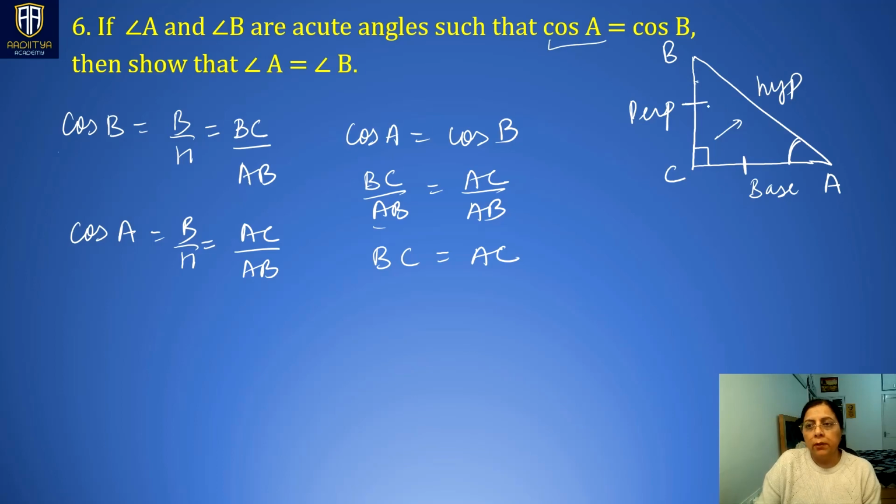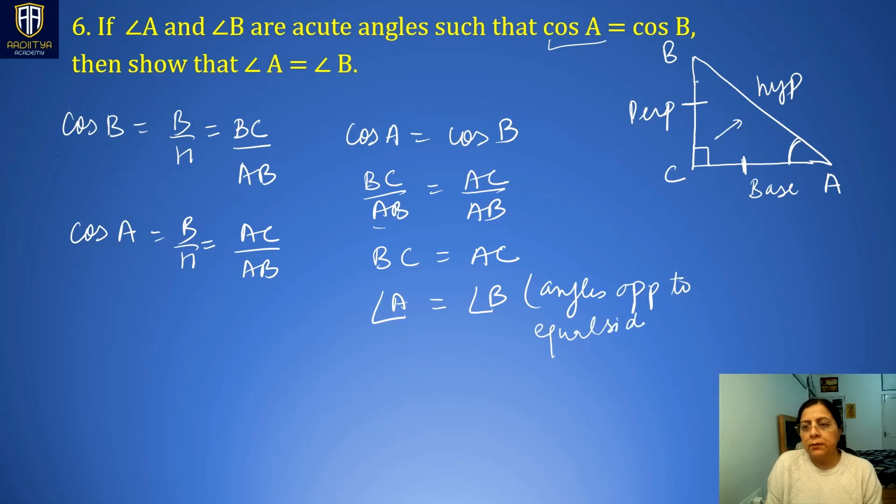Now in a triangle, if two sides are equal, then their base angles are also equal, which in layman language we call the isosceles triangle property. The angle opposite to BC is angle A, and the angle opposite to AC is angle B. So when the two sides are equal, their opposite angles are also equal, the reason being angles opposite to equal sides are equal. Hence we have proved that angle A is equal to angle B.